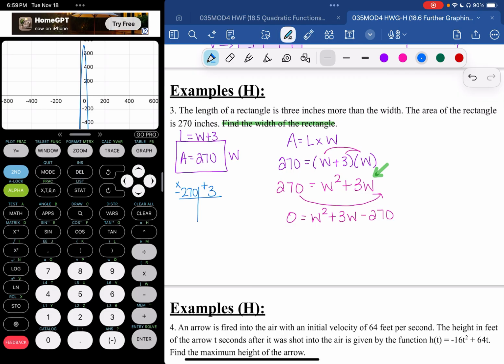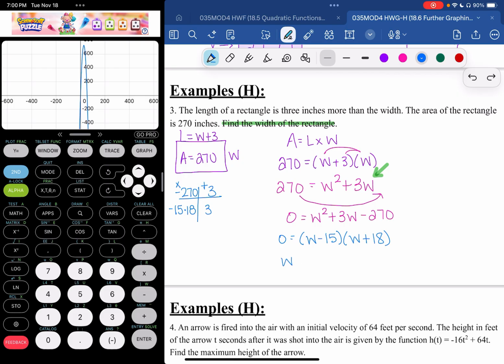And so remember, this is just trial and error. You're just trying all the numbers that multiply to -270, and I know it's a big number, so it may take you a little while, but try your numbers. So this one ends up being -15 and +18, because when you add those together, you get +3. So then this factors into W minus 15 and W plus 18. So then we can set these equal to 0.